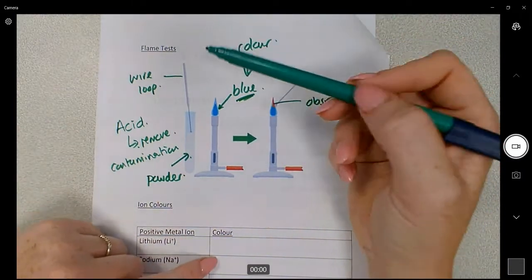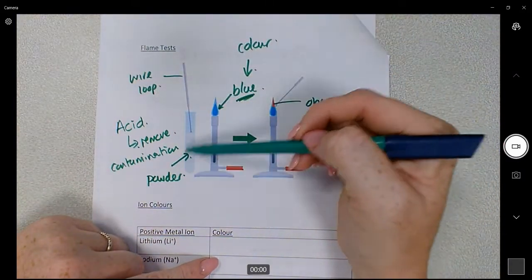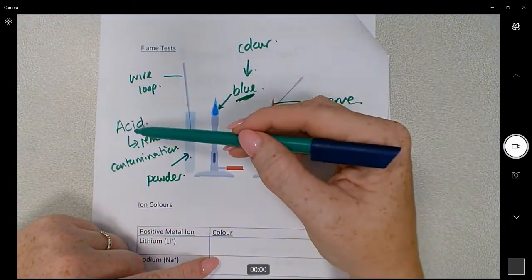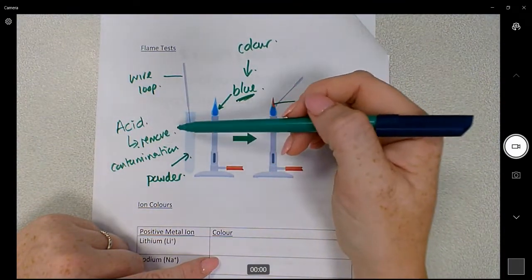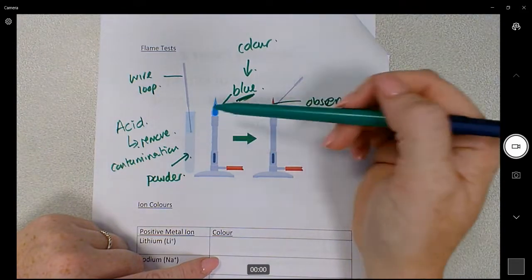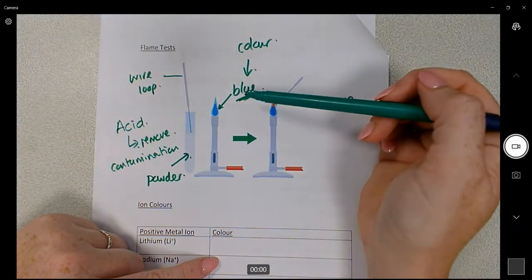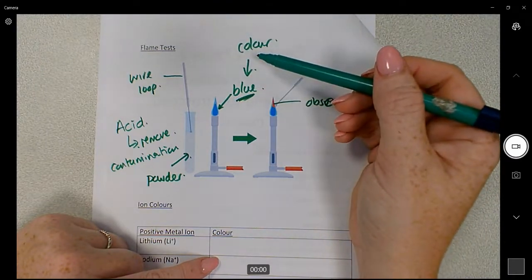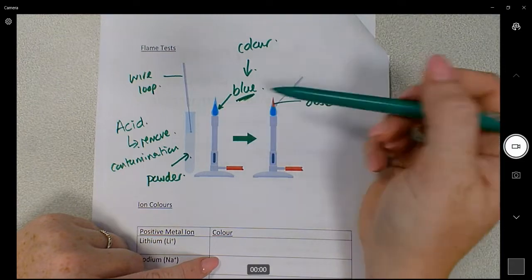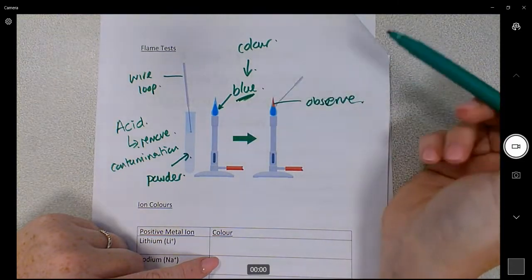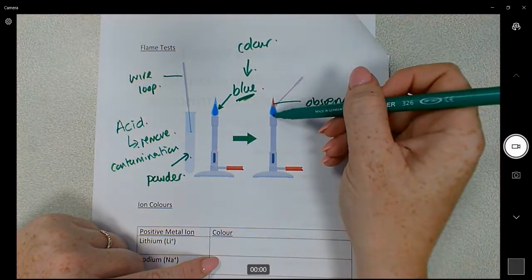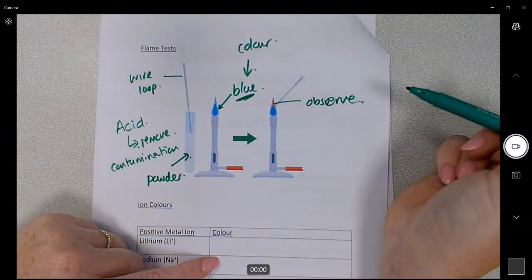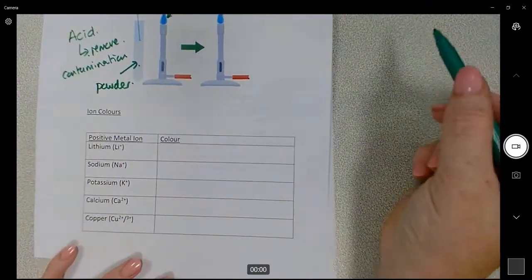So I'll just go through it again. Our wire loop with our unknown powder on it. Remember though, before we dip it into the powder, we have added the wire loop to acid to remove any potential contamination. We turn our Bunsen burner on to a blue flame, and the reason why is so we can observe the colour change. We then take our wire loop with our powder sample and then place it into the Bunsen burner just above the inside cone, as you can see there on the picture, and then we observe the colour change. Now you do need to know the different coloured ions.